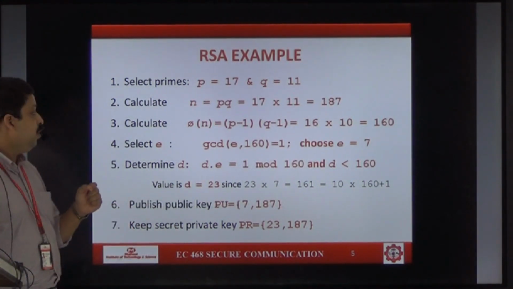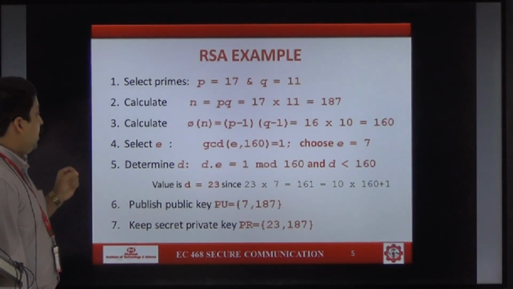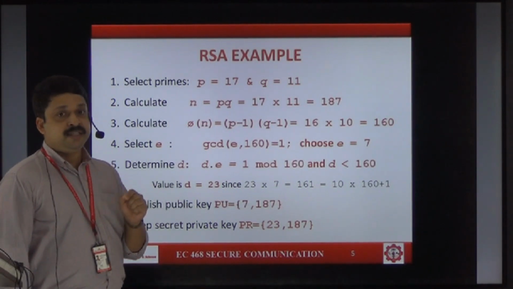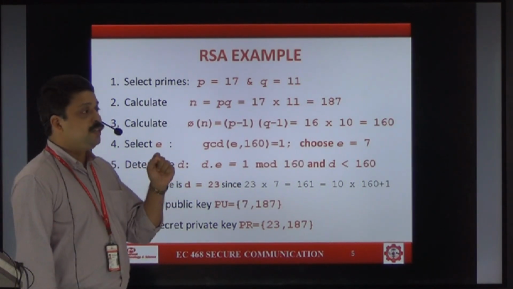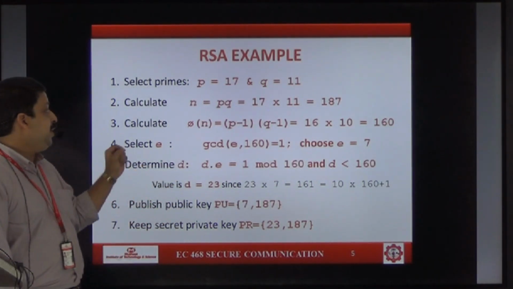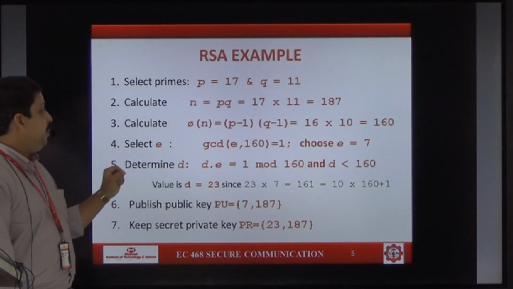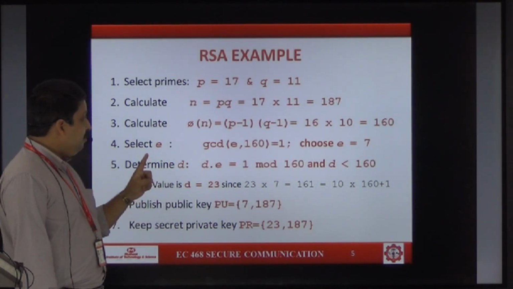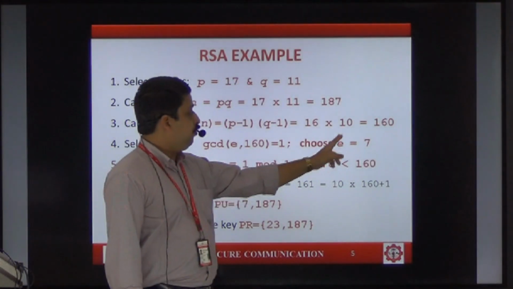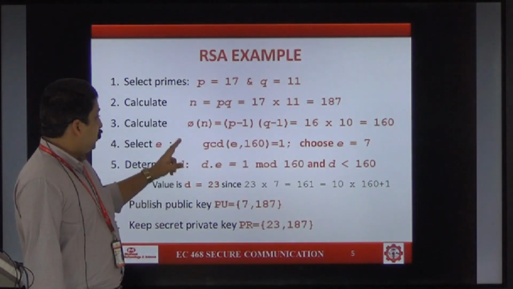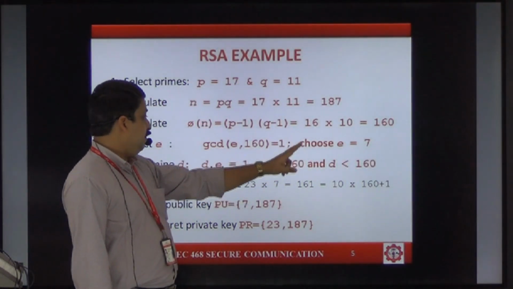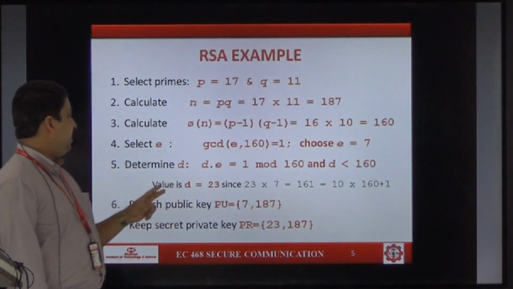Now the next step is to find E, and the condition to be satisfied is that E and phi of N should be relatively prime, or GCD of E and phi of N should be 1. We can select a value for E, so we are selecting 7, and the GCD of 7 and 160 is 1.